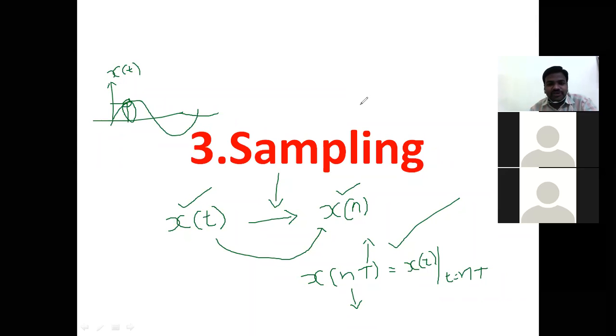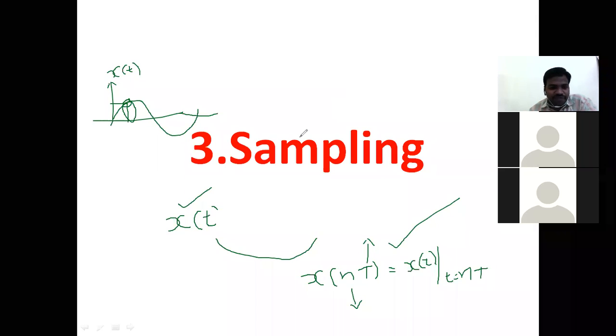Discrete time signals are always defined at a prescribed or predefined instance of time. That is the basic difference between continuous time domain signals and discrete time domain signals. Now here n is nothing but an integer: 0, 1, 2, etc.